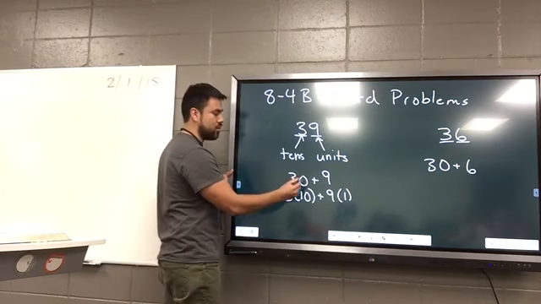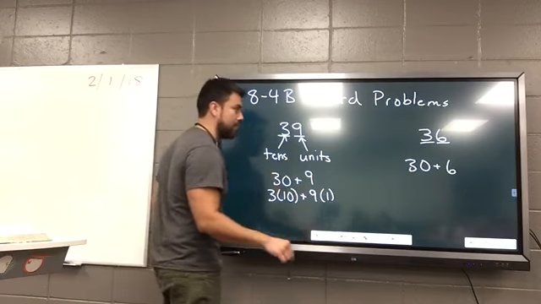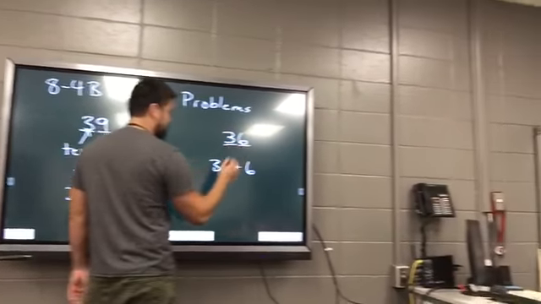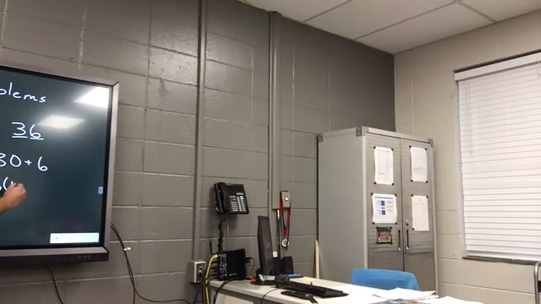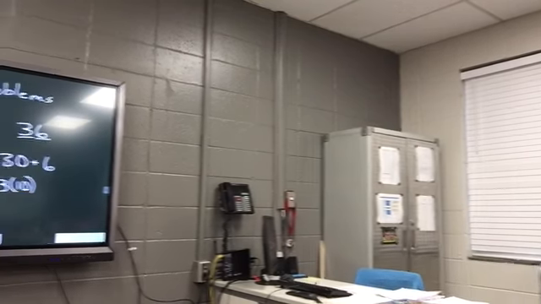Right? 3 times 10 is 30. 9 times 1 is 9. We're good with that. On this number, 30, how did we get that number 30? Well, it was a digit times its place value. So 3 times 10 is 30.